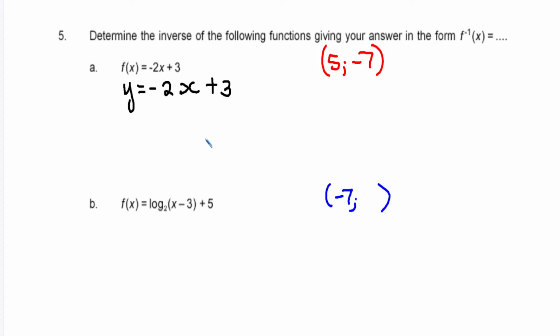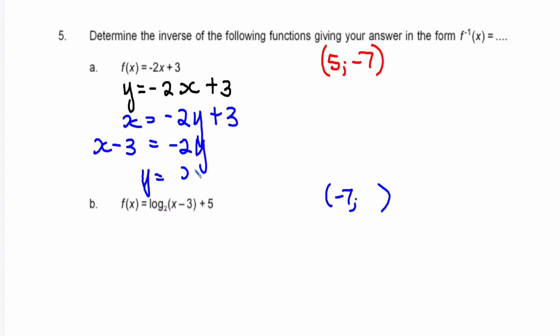Okay, so because I want these two numbers to swap around, I swap x and y around. It makes sense. It always makes sense. X is minus 2y plus 3. And now I solve for y. I make y the subject of the formula. I'm just solving an equation. I'm just getting y on its own. I'm going to subtract 3 from both sides. All right? And lastly, I'm going to divide both sides by negative 2. So what I actually get is y equals x minus 3 over negative 2.